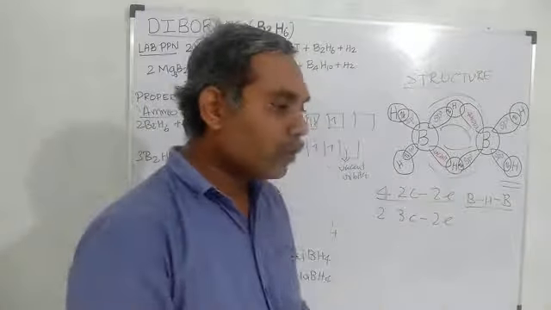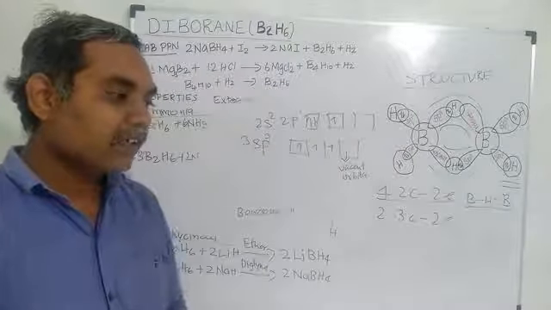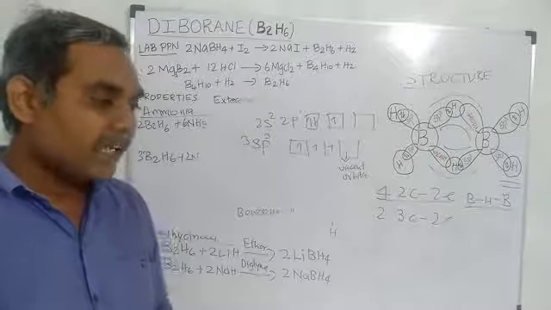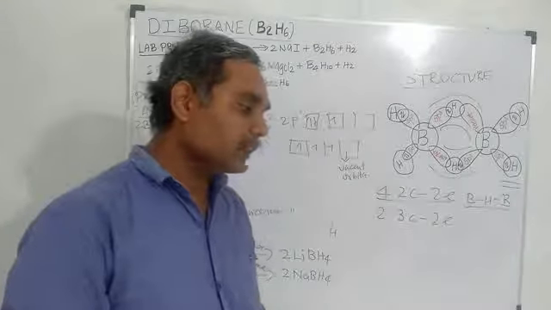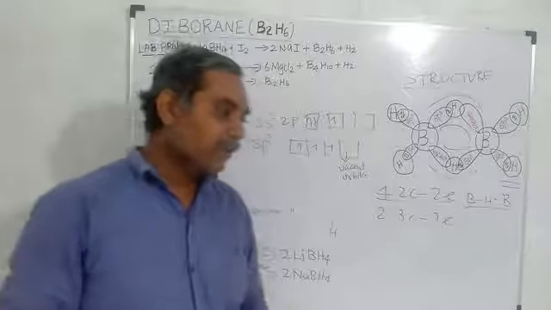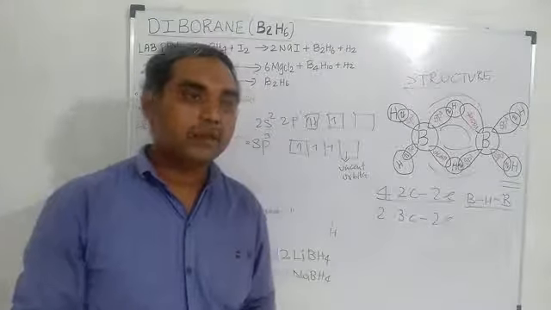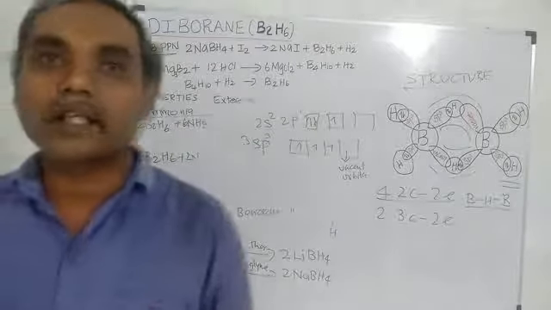Next, we will move on to the uses of diborane. There are three uses. First use, it is used as a high energy fuel. Another use, it is used as a reducing agent. Third use, it is used in welding torches. These are the uses of diborane. Next class we will study about BF3 and aluminum chloride, etc.